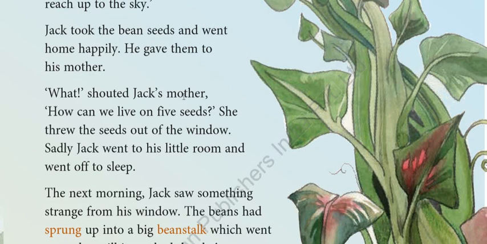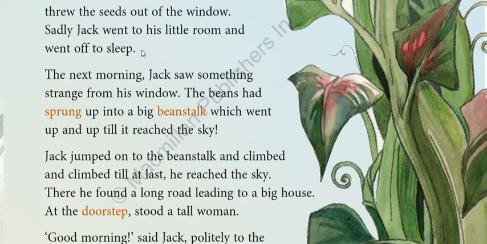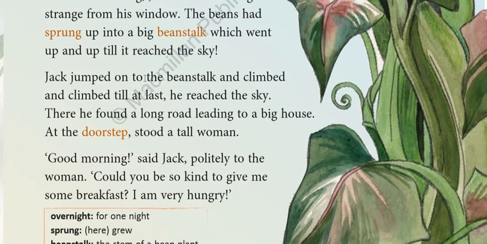Okay? Now the second counter question is, what did Jack see next morning? I repeat my question. What did Jack see next morning? Okay, I hope that you are shouting the answers at your home, students. The correct answer is beanstalk. Now you have to repeat after me. Jack saw a beanstalk. Jack saw a beanstalk next morning. Repeat one more time. Jack saw a beanstalk next morning.